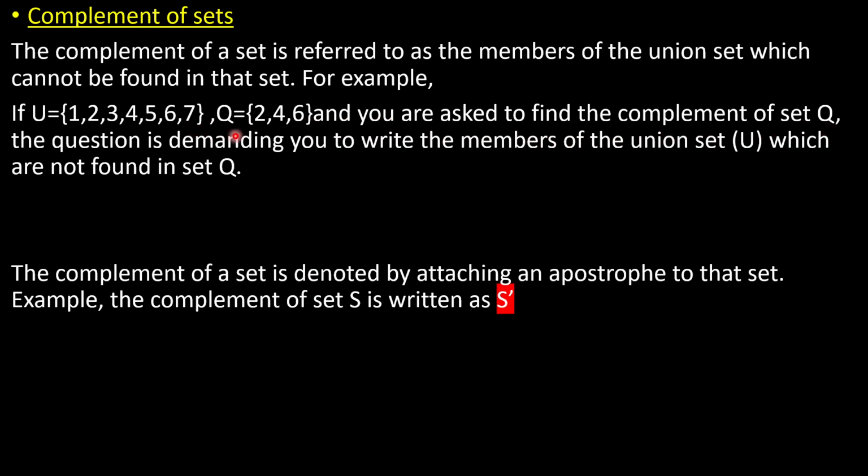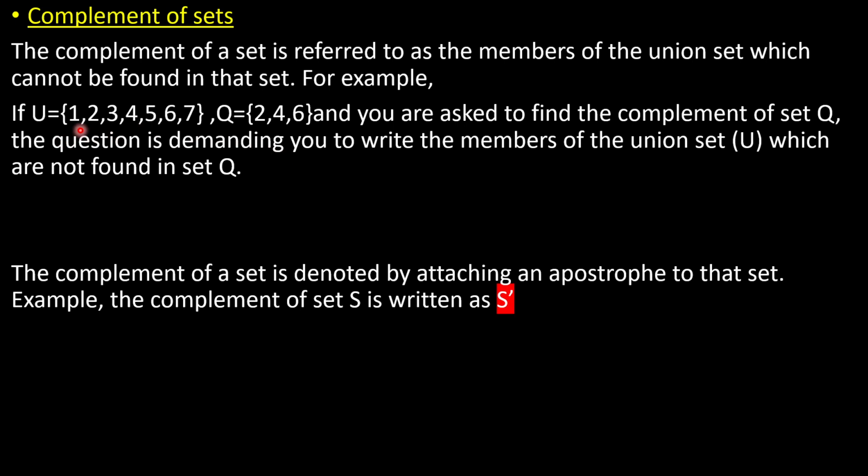The question is demanding you to write the numbers in the union set which are not in the set Q. So Q complement is equal to the numbers in the union set minus the numbers of set Q. A simple trick is to take these numbers in set Q, 2, 4, 6, exclude them from the union set, and the numbers that remain are the complement. So if U equals 1, 2, 3, 4, 5, 6, 7 and Q equals 2, 4, 6, let's begin with the solution.